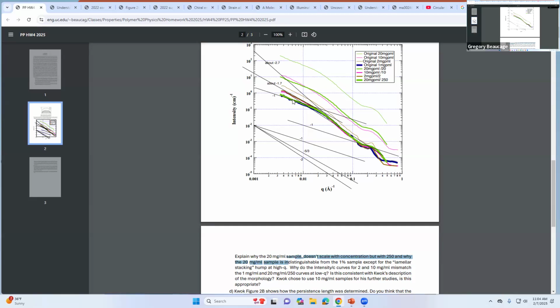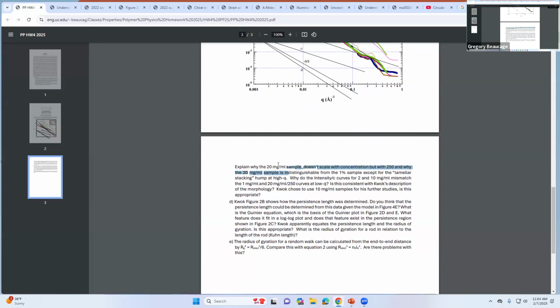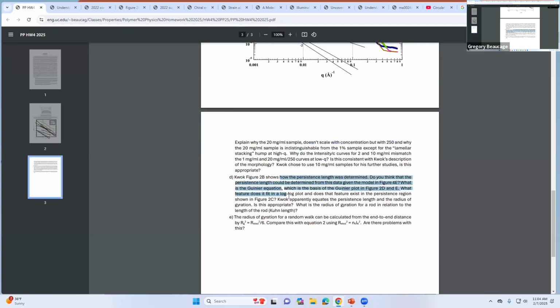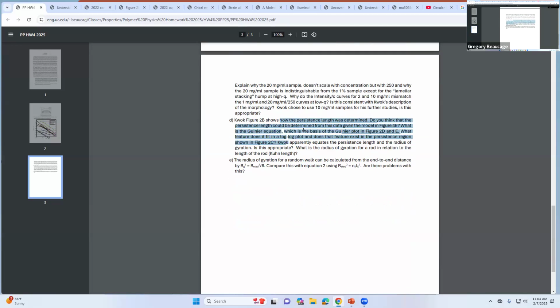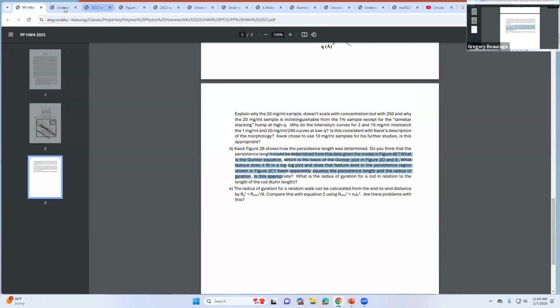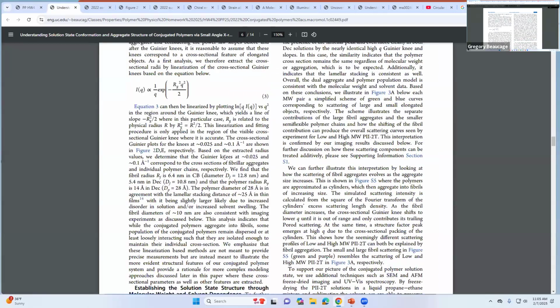rods, I guess. But basically, if it's below overlap, these should fall exactly on top of each other, like the 20 divided by 250 matches with the 1%, and the others are all above overlap. So that means that whatever they said about being dilute isn't true. But anyway, let me see what else we got here. Figure 2B. Let me just look for a second here. Figure 2B.